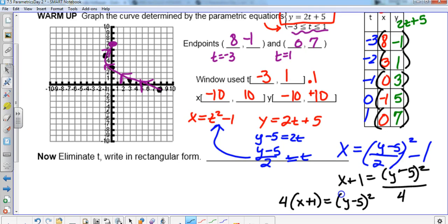does this look like the form we dealt with all the last 2 weeks? That's a parabola whose focus and directrix have a p-value of 1 unit away from the vertex. Its vertex is at -1, 5, which is this point right here, right? Seem okay? All right.